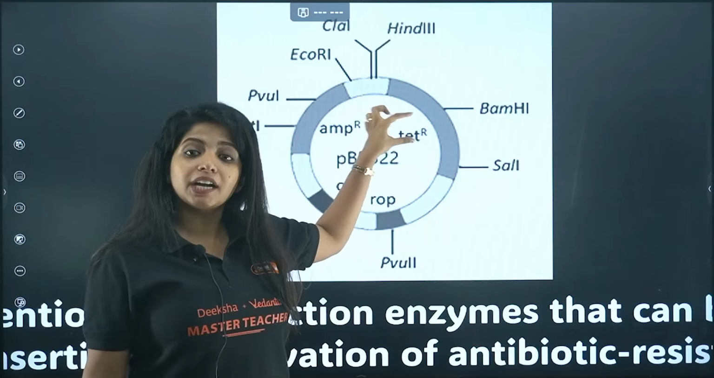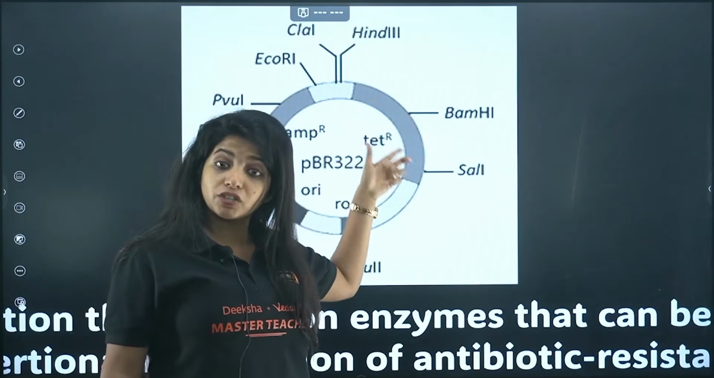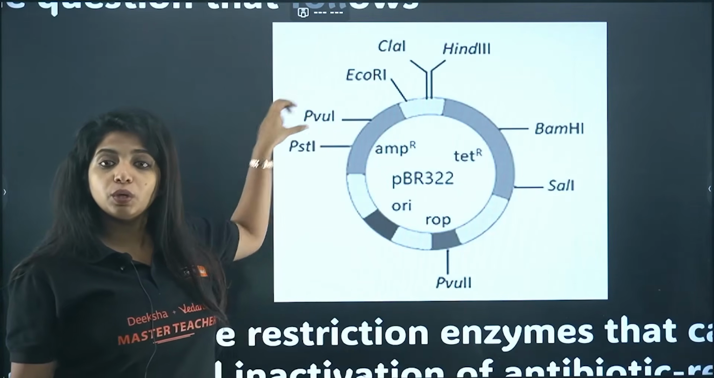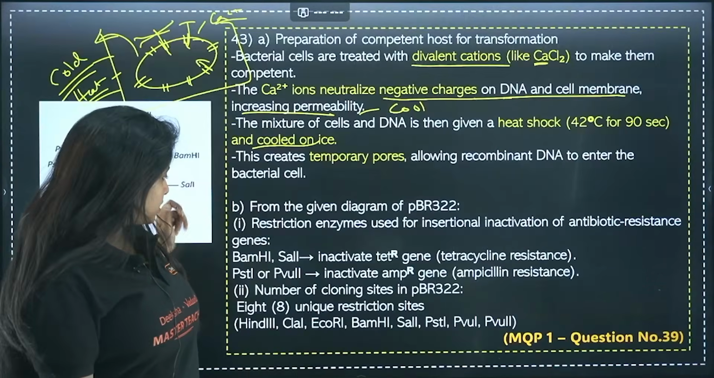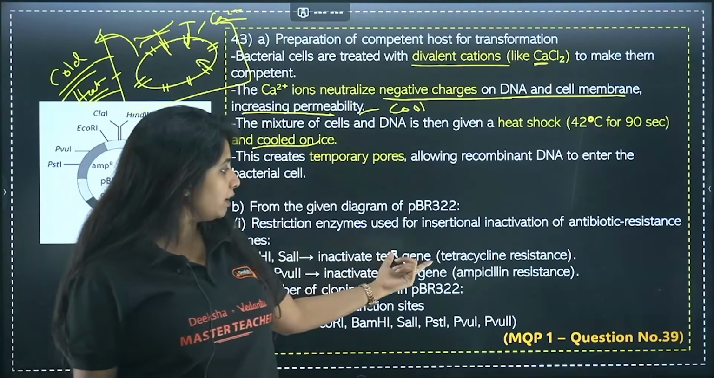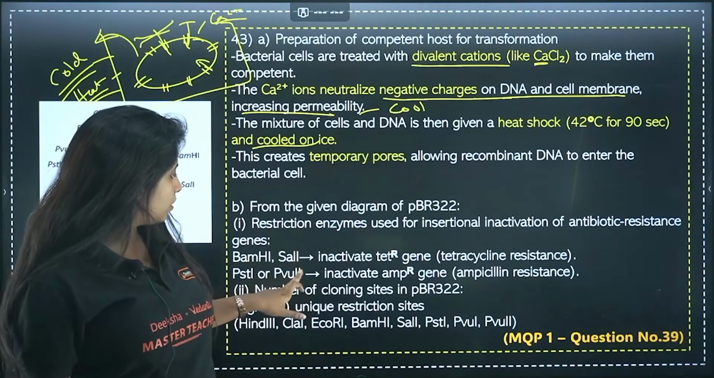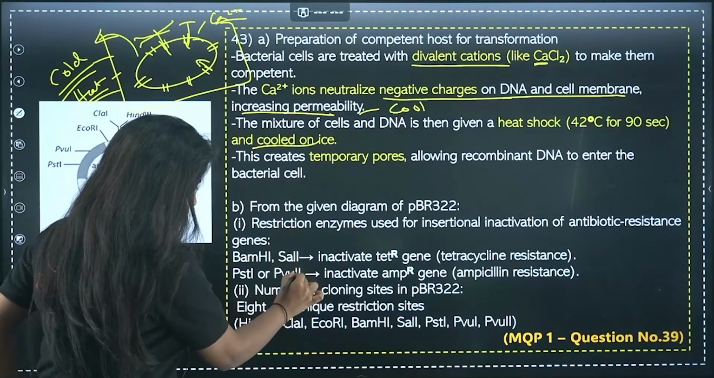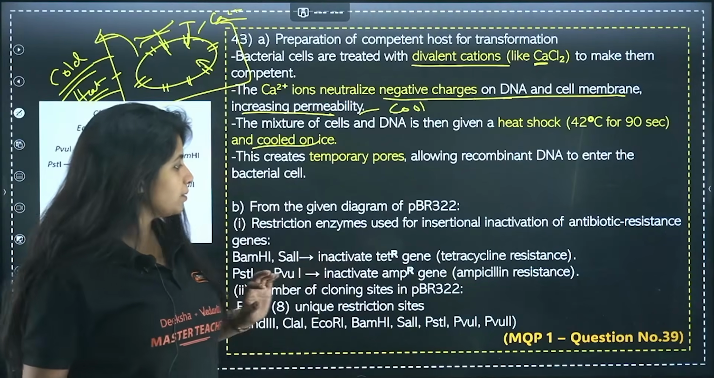For inactivating tetracycline, you can use BamHI and SalI because both of them have the restriction site over here. For inactivating ampicillin, you can use PvuI or PstI. Got it? So that is the answer. BamHI, SalI for inactivating the tetracycline resistant gene, PstI or PvuI, not PvuII, for inactivating the ampicillin resistant gene.